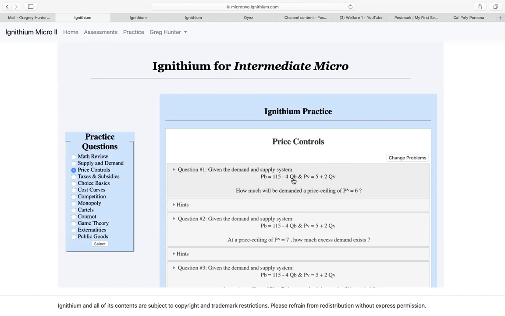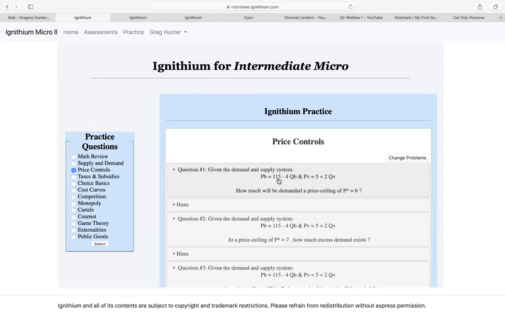Yes, I got 91 for that. Okay, so Greg got 91, and what about you, Emilio? Yeah, I got that too. Okay, so I don't know. That doesn't look quite right to me, right? So if we put 6 is equal to 115 minus 4 QB, right? Then you guys did that. Right? I think it's 27.25.